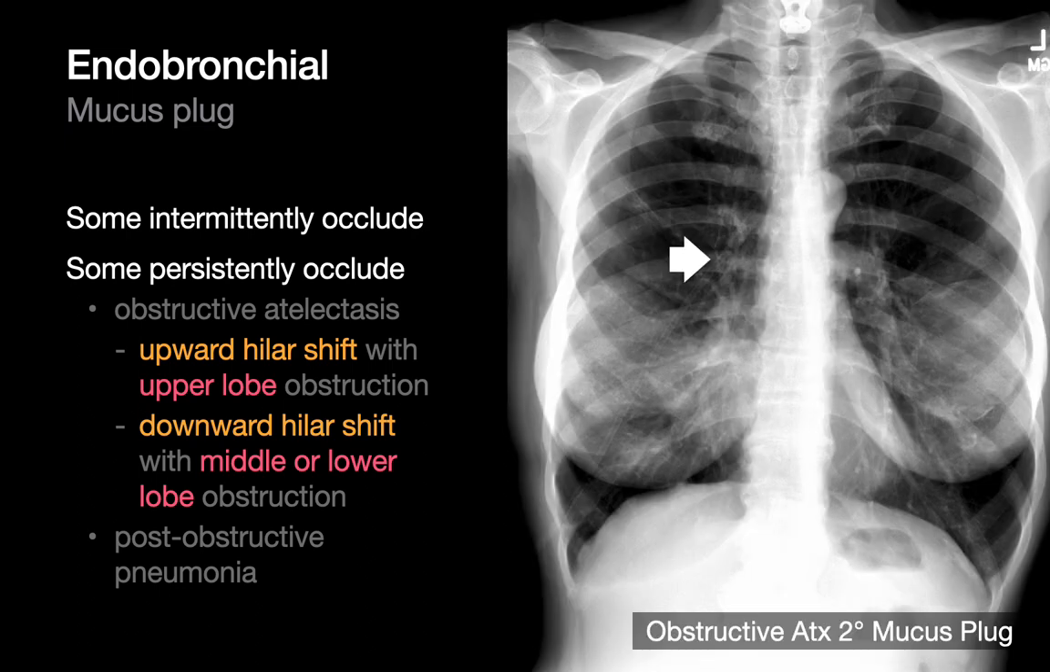Here's another example of a patient with right middle lobar atelectasis due to a mucus plug. And you can see where the white arrow is, where you would expect to see a right hilum, there's nothing, because the right hilum, which is what I'm pointing to with the orange arrow here, has actually shifted substantially inferiorly. Obstructive atelectasis is one consequence of persistent mucus plugging. Post-obstructive pneumonia is another.